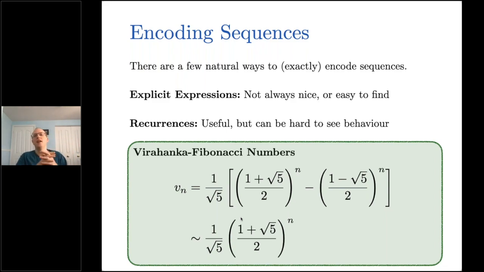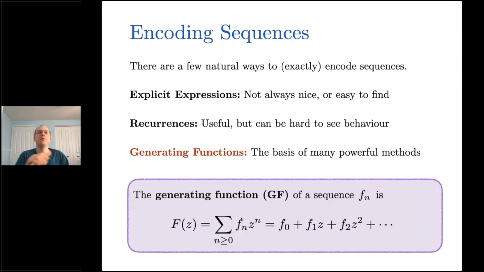Everything I'm talking about here, I don't want to give the impression that it's not useful. Every way of encoding a sequence is useful in certain contexts. But in general, recurrences have some upsides, but they also have some downsides. So what I want to focus on here is something that many of you maybe have not seen before. It's this notion of a generating function. The generating function is the basis of many powerful methods.